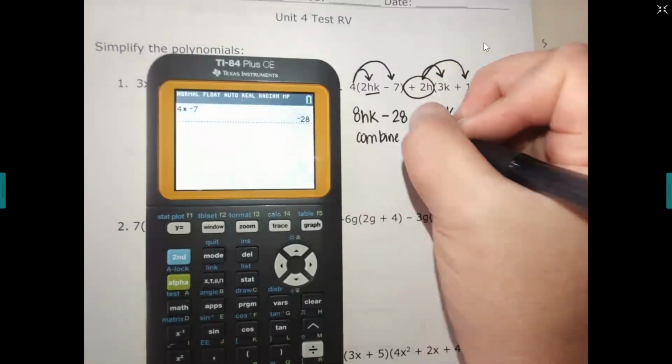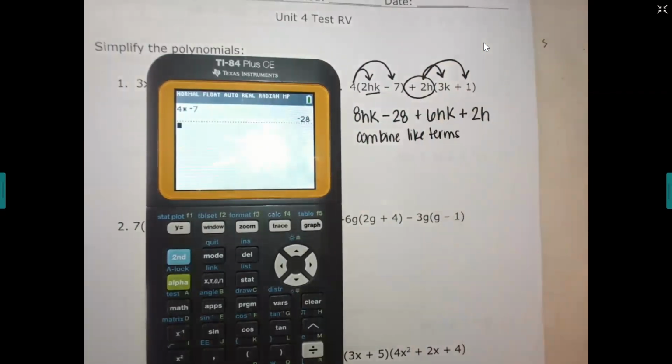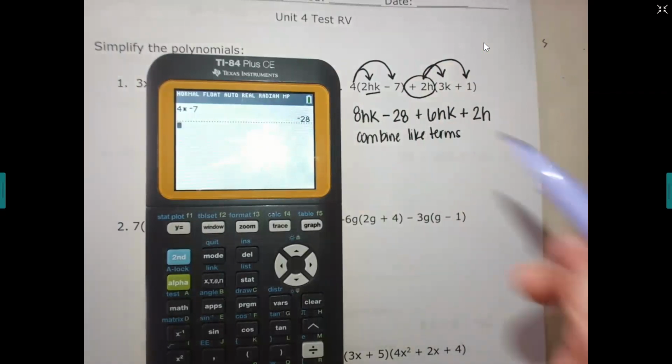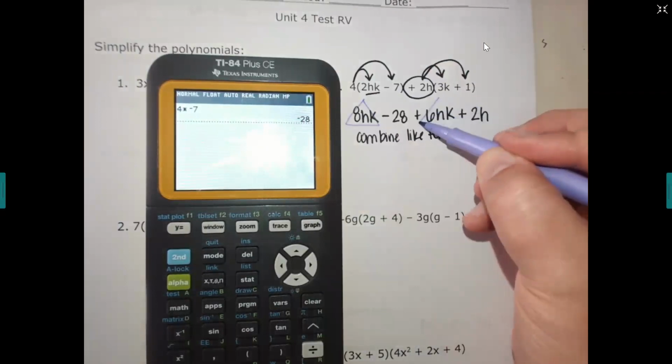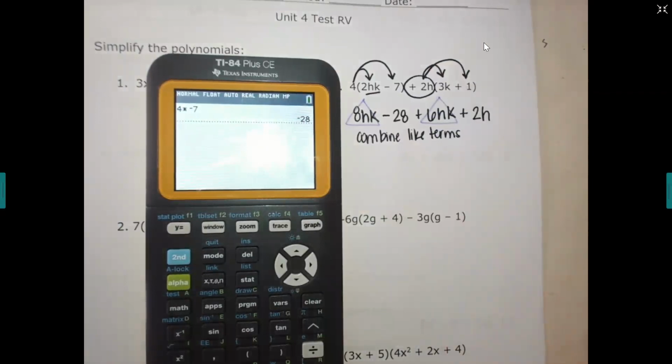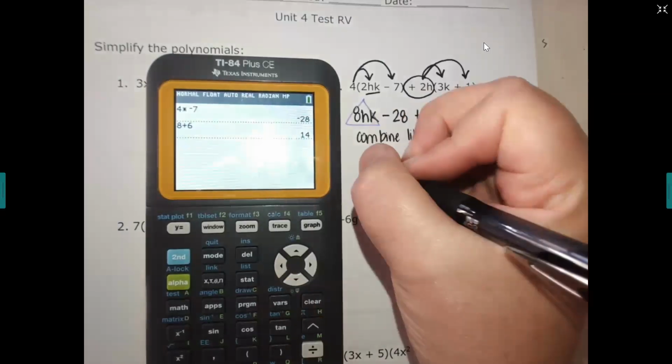Okay, from there you can only combine like terms. Combine like terms. And remember that like terms means that they have to have the exact same letter part. So for example, I have an 8hk here. And I have a 6hk here. So those can be combined. Then I would do 8 plus 6. 8 plus 6. And that gives me 14hk.